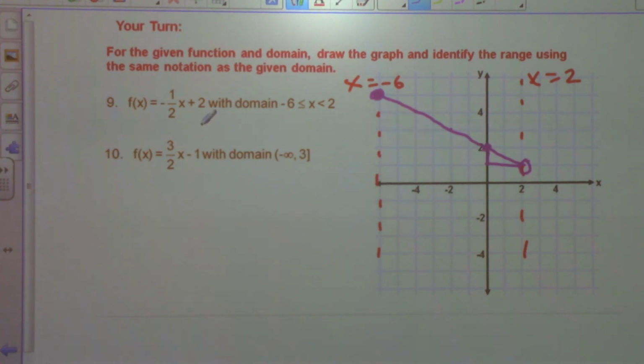So how would we describe our range for this thing? So inequality notation, what's the lowest y value here? Looks like 1, right? So 1 is less than y, which is less than 5. Okay? Does that look right? Jace? You see what's going on?